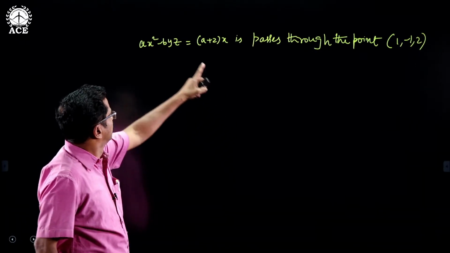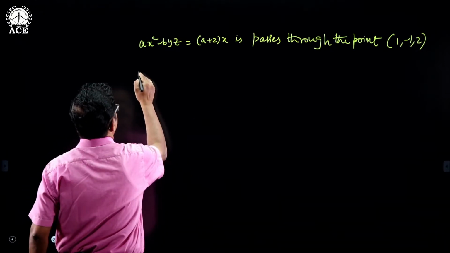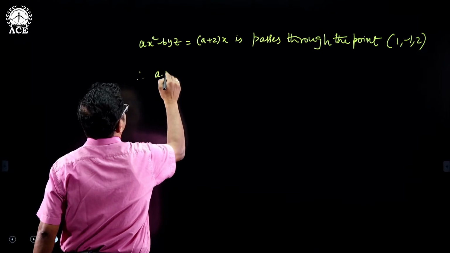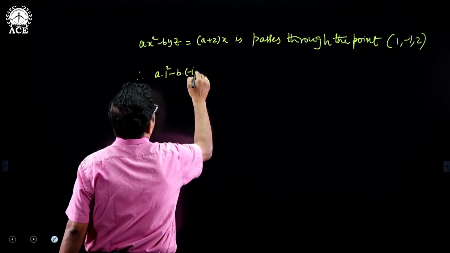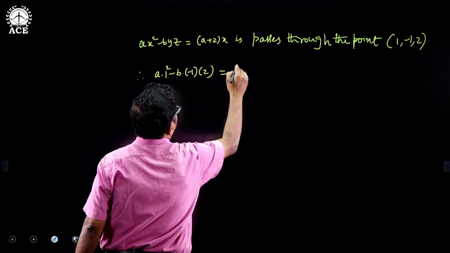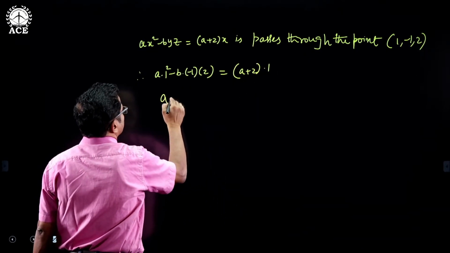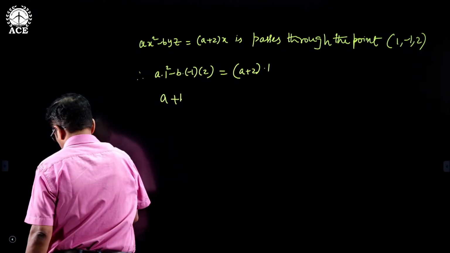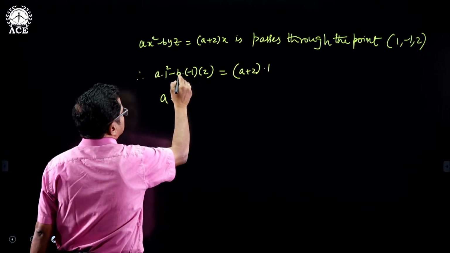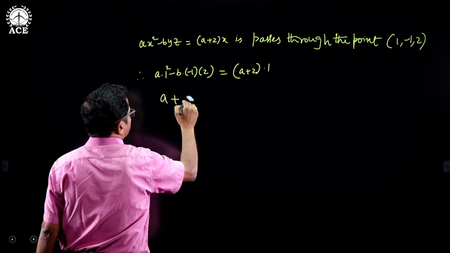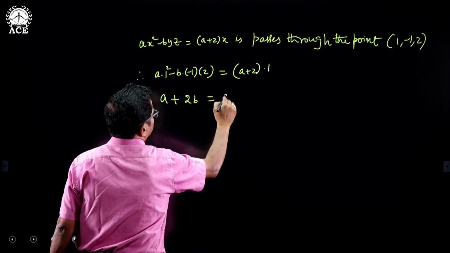So then this equation has to be satisfied by the point (1, -1, 2). Therefore, a into 1 square minus b into y is minus 1 and z is 2, is equal to a plus 2 into 1. So a plus 2b, a plus 2b minus into minus plus 2 into b is 2b, is equal to a plus 2.